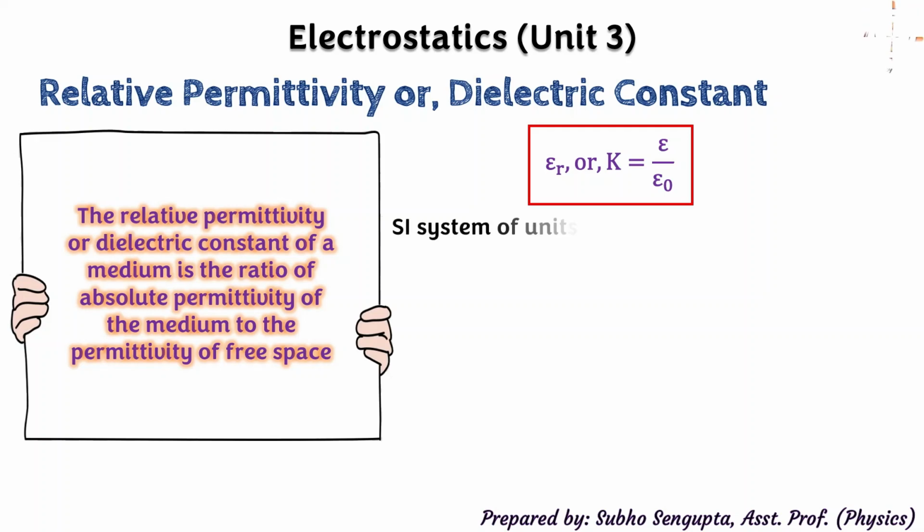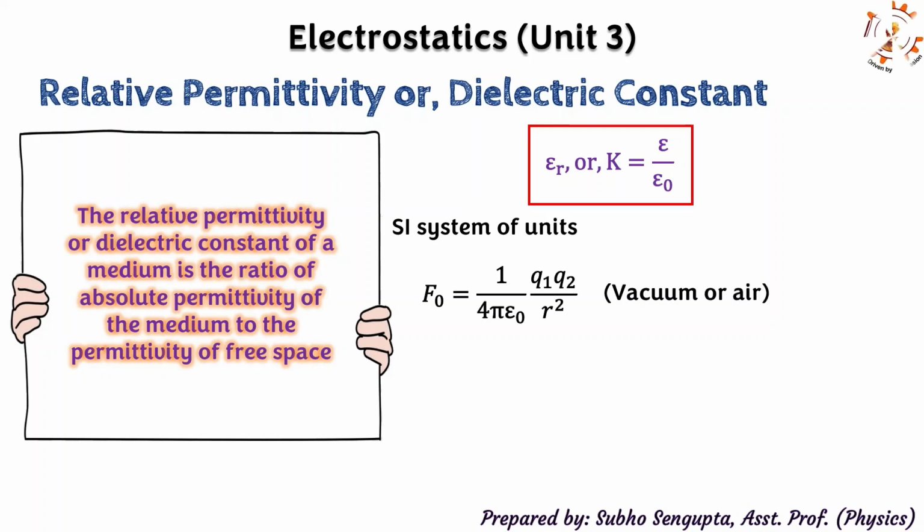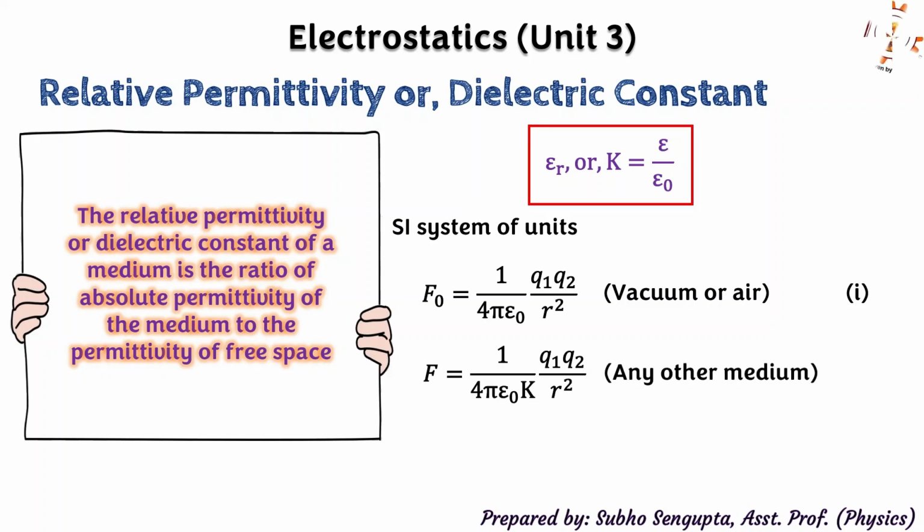In SI system, for vacuum or air, the mathematical expression of Coulomb's law is F suffix 0 is equal to 1 upon 4 pi epsilon 0 times Q1 Q2 upon R squared. Let this is our equation 1. For any medium except free space, F is equal to 1 upon 4 pi epsilon 0 K times Q1 Q2 upon R squared. Suppose this is our equation 2. Dividing 1 by 2, we get F suffix 0 upon F is equal to K.